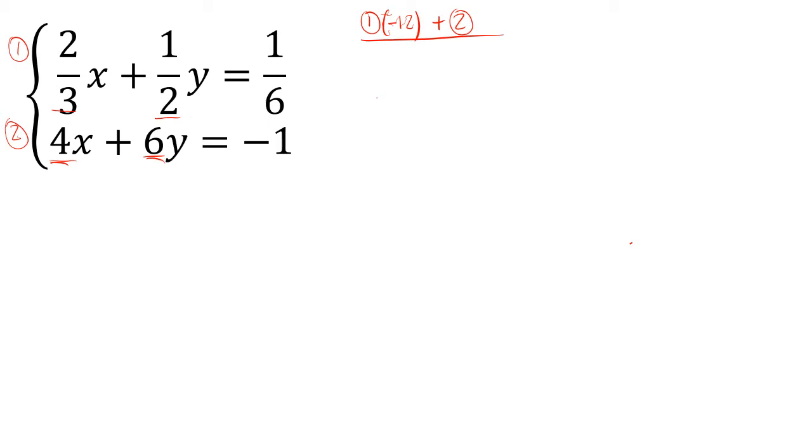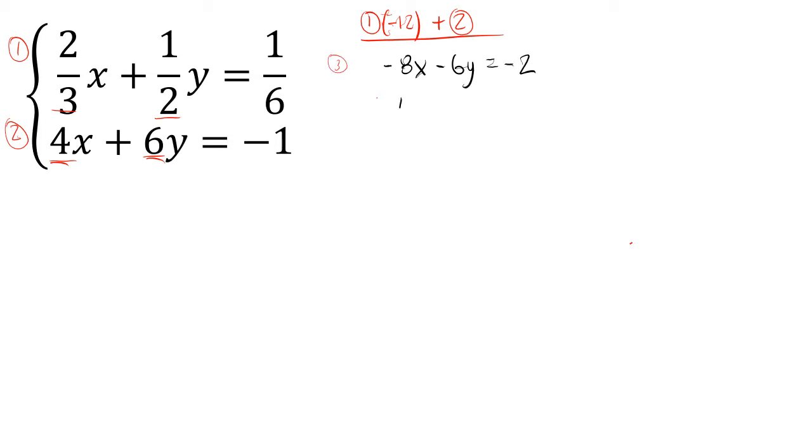If we take negative 12 times 2/3, that's going to be negative 8x, minus, if we take negative 12 times 1/2, we'll have negative 6y, and that equals 1/6 times negative 12, which is just negative 2. So that's my new, you call this equation 3, right? This is equation 3. Then I'm going to put equation 2 there, and I'm going to add the equations.